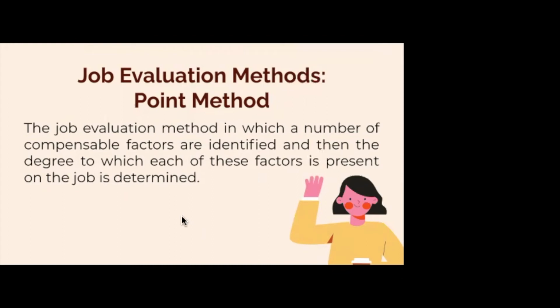Once the evaluation committee determines the degree to which each compensable factor is present in a job, like responsibility and effort, the evaluation committee, which consists of 5 employees or more, can calculate a total point value for the job by adding up the corresponding degree points for each factor. The result is a quantitative point rating for each job. The point method of job evaluation is the most popular job evaluation method today.